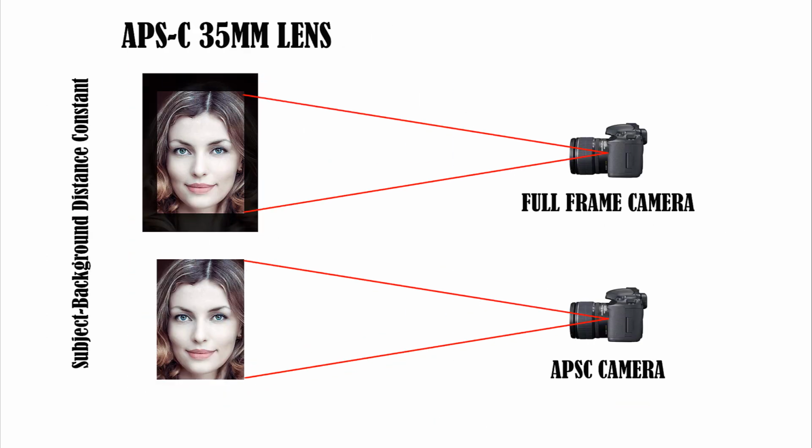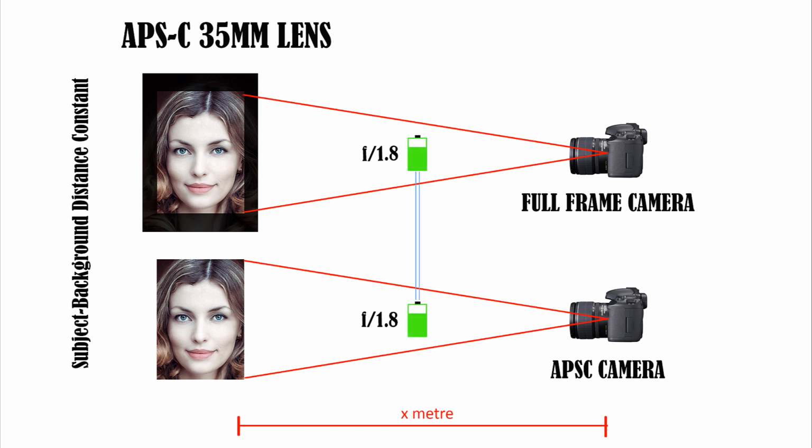Now let's imagine we use the same APS-C 35mm lens on both full frame and APS-C camera bodies, and the subject to background distance is constant. Both the cameras are x meters away from the subject and use the same aperture f1.8. Both the cameras use the same lens, the same aperture, the same subject to camera distance. So the bokeh will be the same.